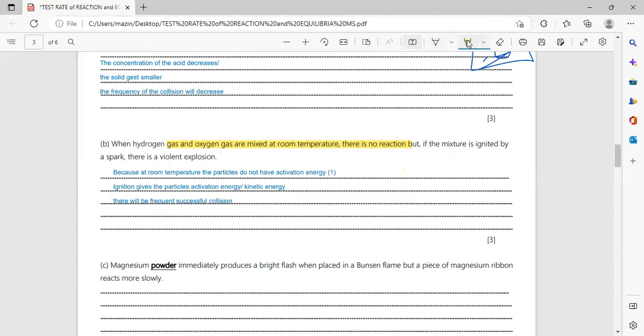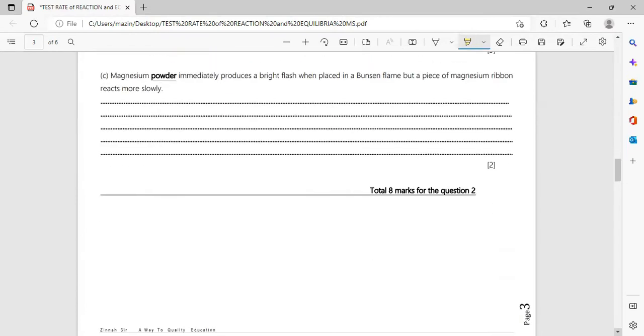Look carefully. In the previous two questions, we didn't write anything about successful collision and about energy, because there was nothing about heating. That was about concentration. And this time we get about energy. So here's a powder. Magnesium powder immediately produces a bright flash when placed in a Bunsen flame. But a piece, not powder, a lump, okay? Magnesium ribbons react slowly. Most of the students got correct marks for this question.